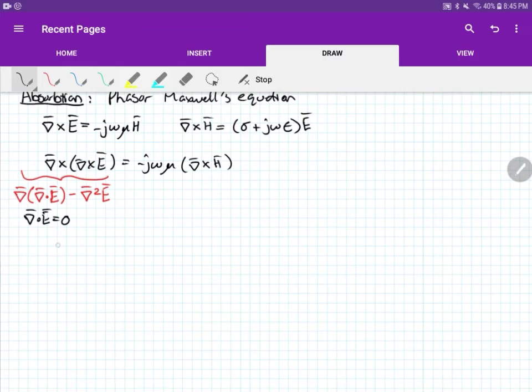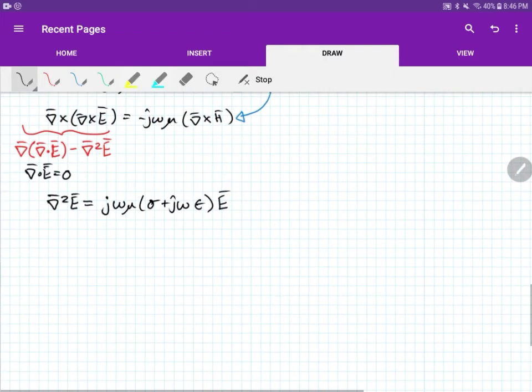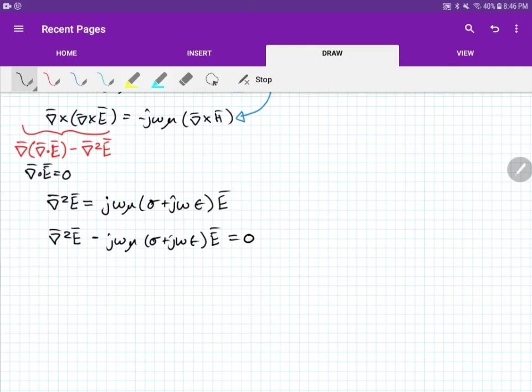So now rewriting this once again, we can say that we have del squared E is equal to, and what we're going to do is take this term here and sub it into this equation. So del squared E is equal to j omega mu times sigma plus j omega epsilon, times E. And moving the right side over to the left side, you can say that the Laplacian of E minus j omega mu times sigma plus j omega epsilon, times E is equal to 0. And we can see here that this is a wave equation, which is very useful.